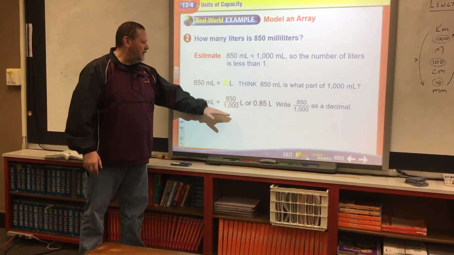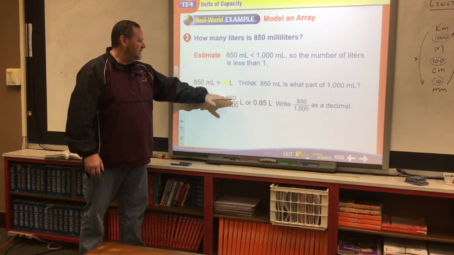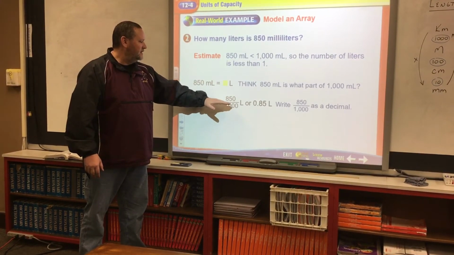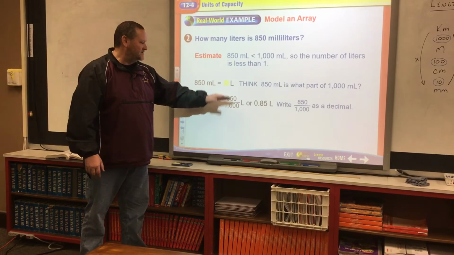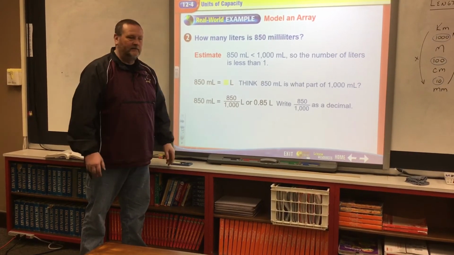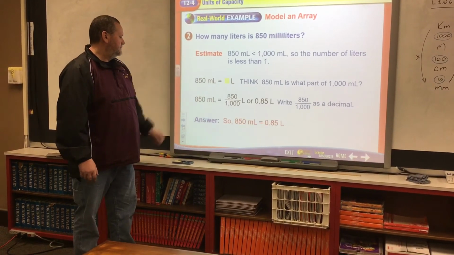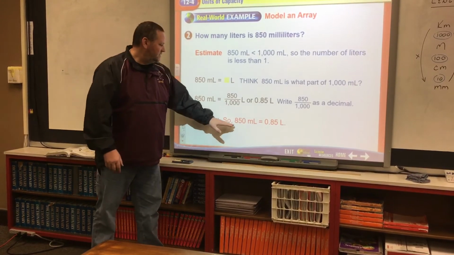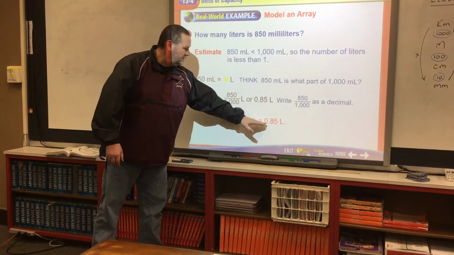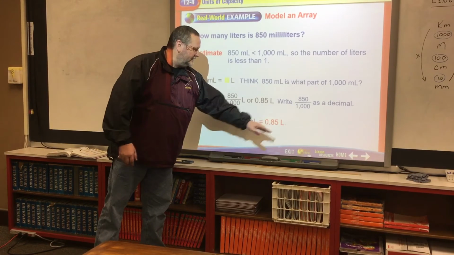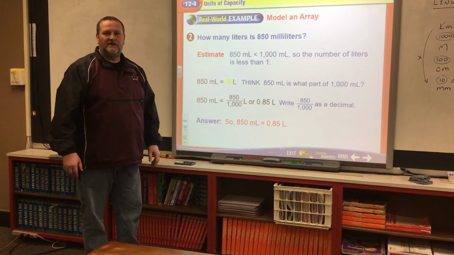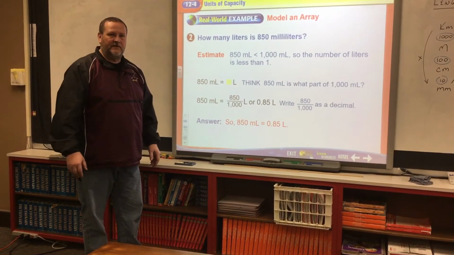They just ended up putting it over 1,000, so they have 850 thousandths, or 850 over 1,000, which is dividing by 1,000, which is what we're doing. So the 850 milliliters is equal to 0.85 liters. Again, there's several ways to solve it, whichever way works best for you.